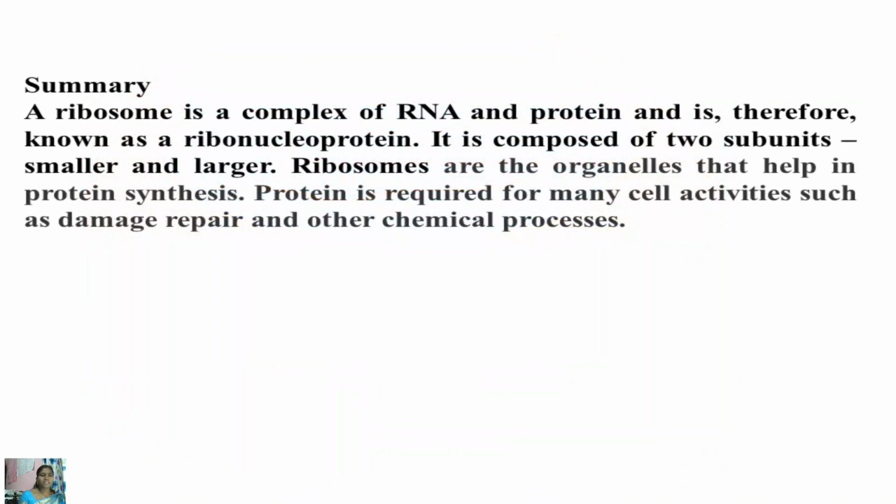In summary, a ribosome is a complex of RNA and protein and is therefore known as a ribonucleoprotein. It is composed of 2 subunits, smaller and larger, and ribosomes are the organelles that help in protein synthesis. Protein is required for all cellular activities such as damage repair and other chemical or metabolic reactions. This is the overall summary of the structure and functions of ribosomes.